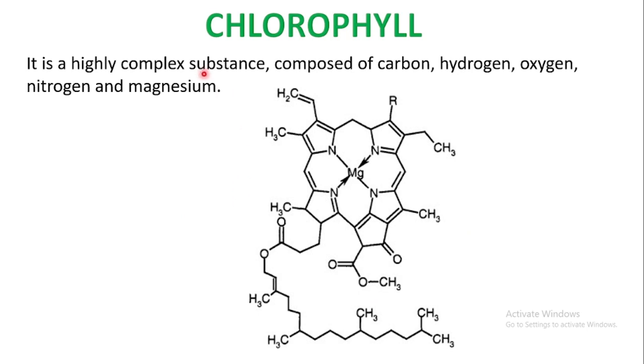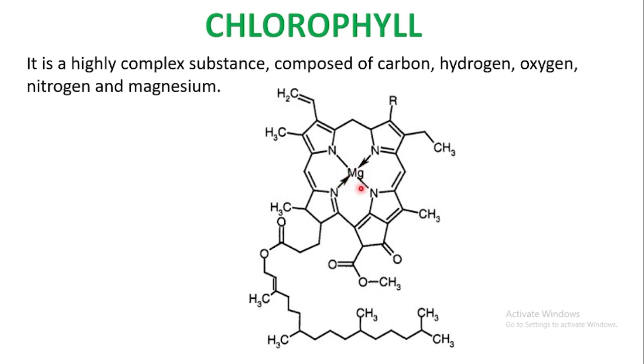Now, it is a highly complex substance composed of carbon, hydrogen, oxygen, nitrogen and magnesium. So, remember my dear children, magnesium is the main. Can you see this magnesium metal in between? So, this is the complex of magnesium where what are the other elements joined? The other elements are carbon, hydrogen, oxygen and nitrogen. Can you see? Carbon, hydrogen, nitrogen and oxygen. And the main metal inside the complex is magnesium.